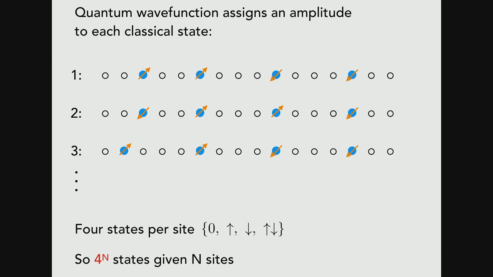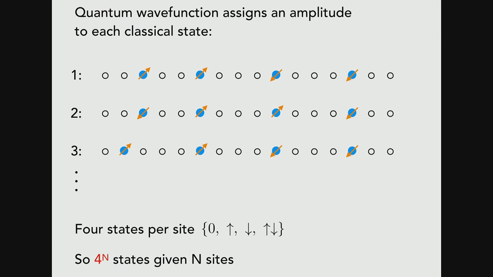So let's start thinking about the wave function. What is the wave function? It's an assignment of an amplitude to every classical state that the electrons can move through. So what are those classical states? Let's say we had some kind of partially filled system, and we have electrons that can be up or down, and they can be on different sites.